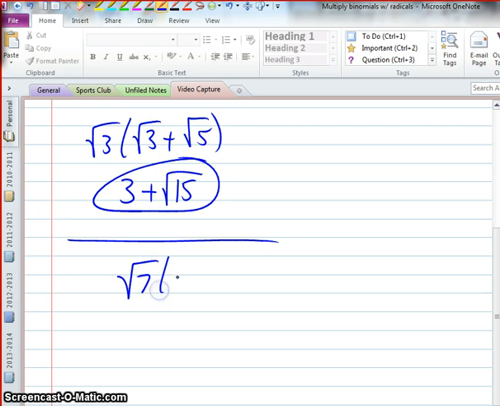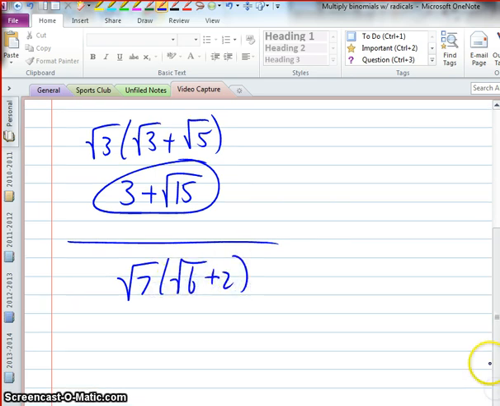Square root of 7 times square root of 6 plus 2. That's square root of 7 times square root of 6 is square root of 42, which does not have a prime factor, but you can prime factor it and see if you get anything. And square root of 7 times 2 is 2 times the square root of 7.